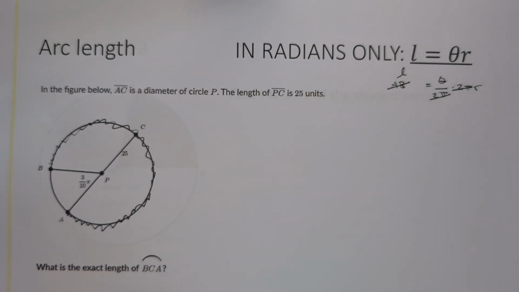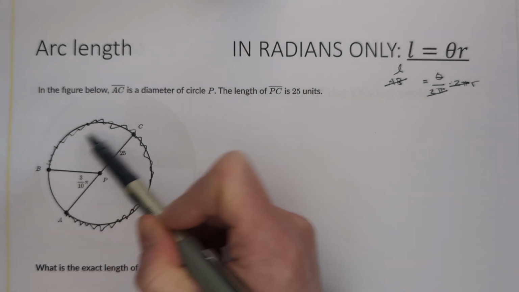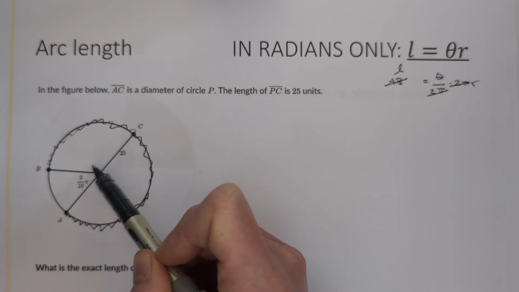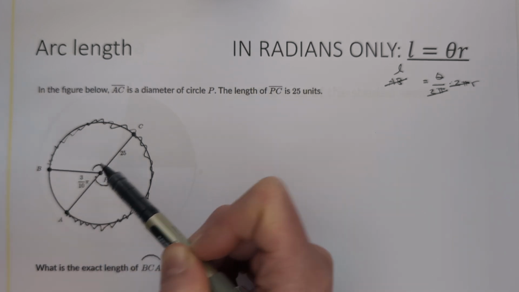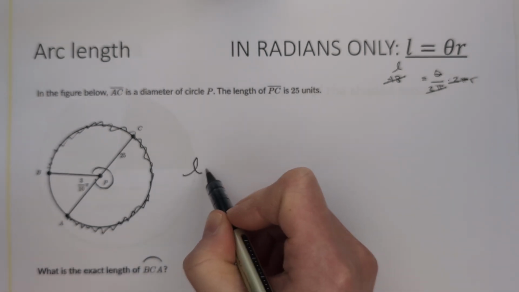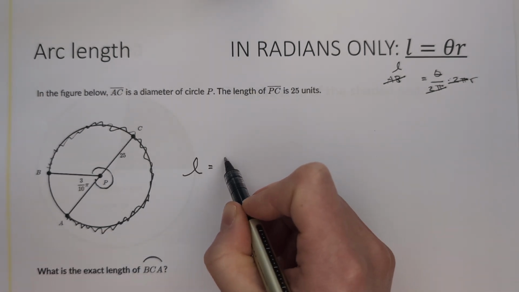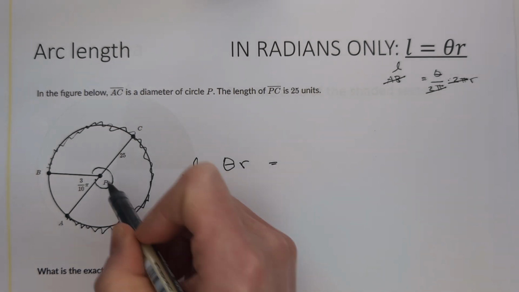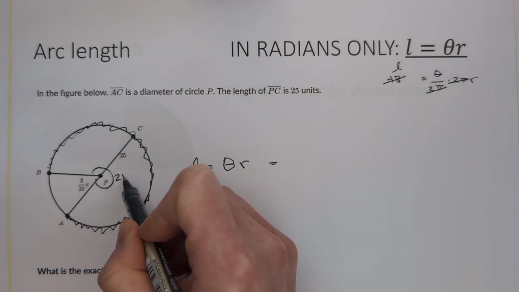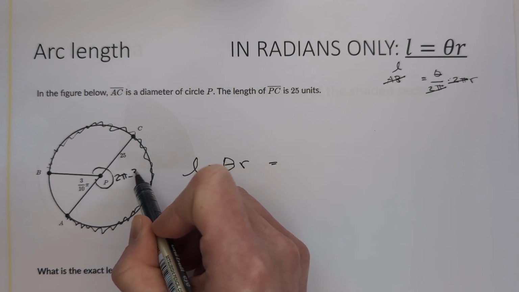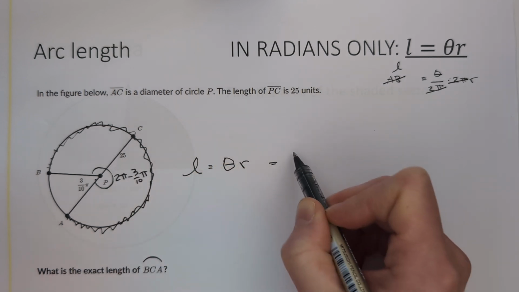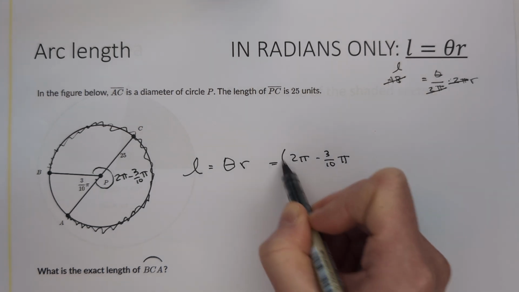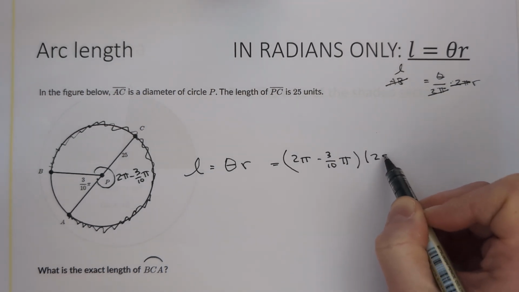So there are a couple ways to do this. You could find the full circumference of the circle and then take away the part you're not counting. Or you could think of how big this angle is right here, which is what I'm going to do, and use that. So the length is theta times the radius. Theta here, remember that the full circle is going to be 2 pi, but we don't want to include this amount. So 2 pi minus 3 over 10 pi, and the radius is 25.